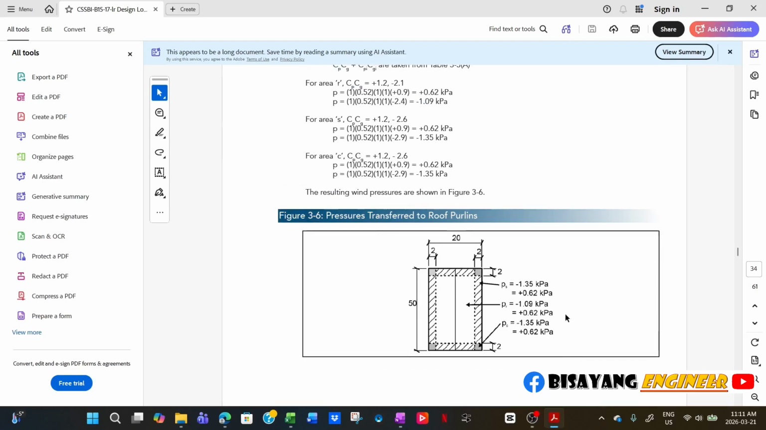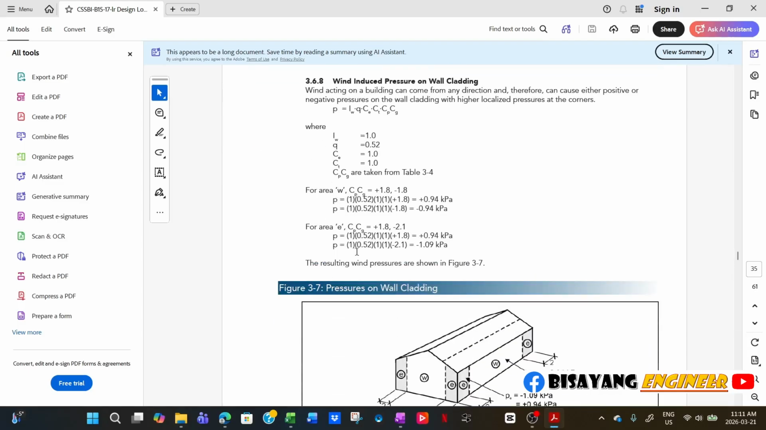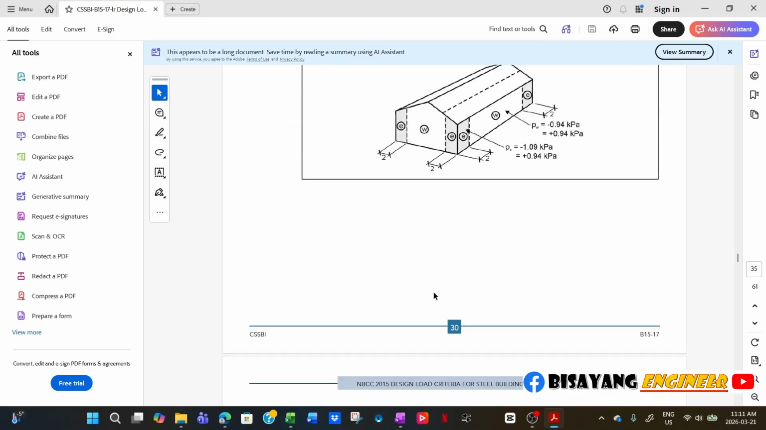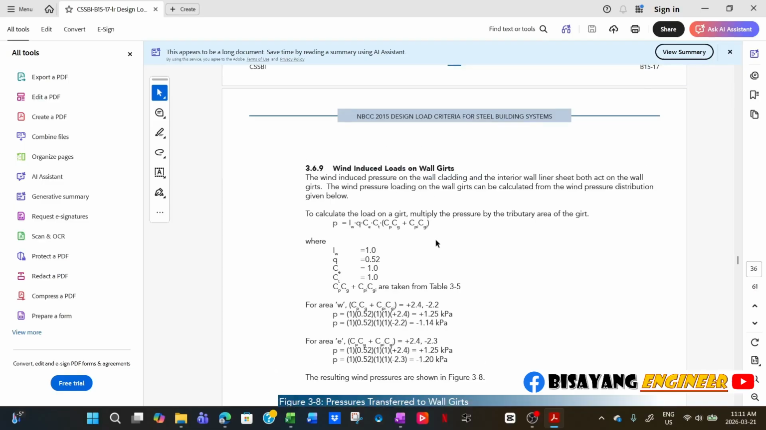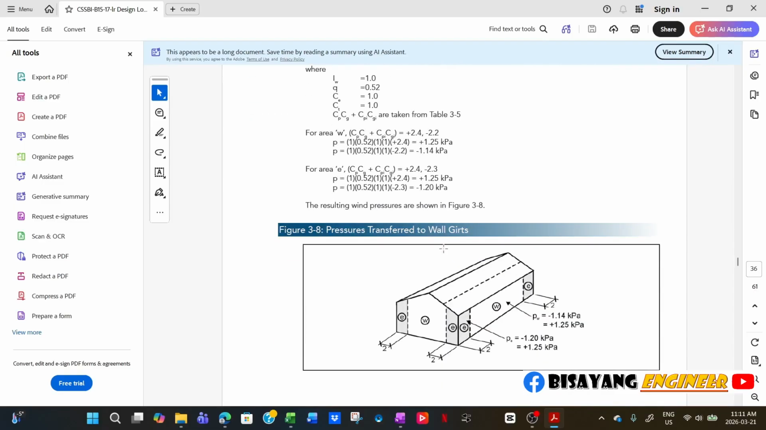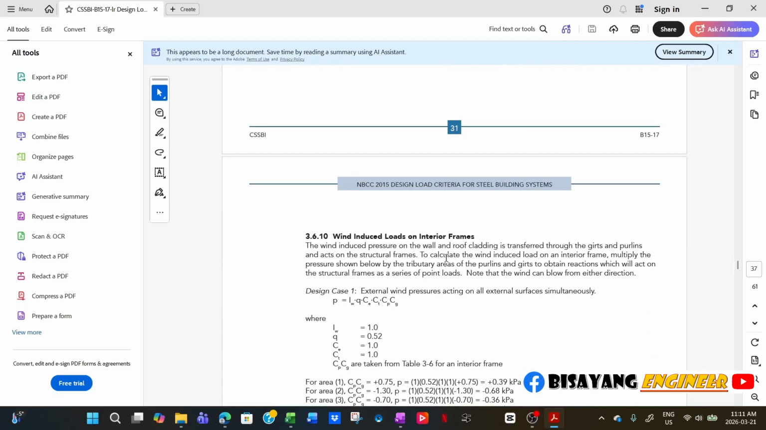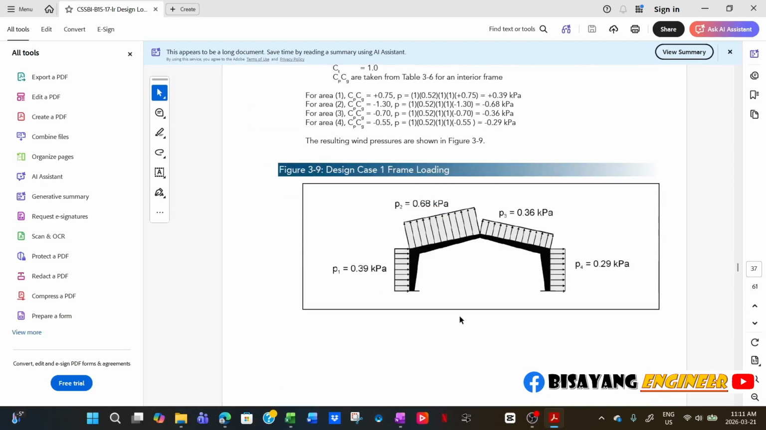So that's for the purlins, and then wall cladding is the same. This one here. So there's also a diagram. Now let's go straight to the same as wall girts. The wall girts and the purlins are the same. You assume a 10 square meter. Now let's go to this internal frame loading. Now how the loads are applied to this one.